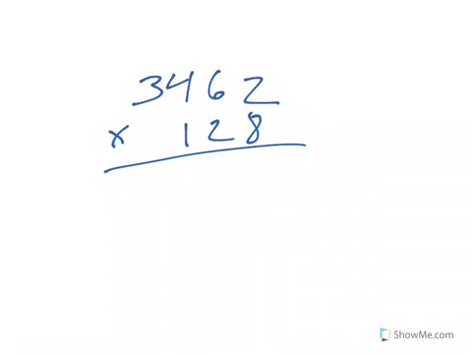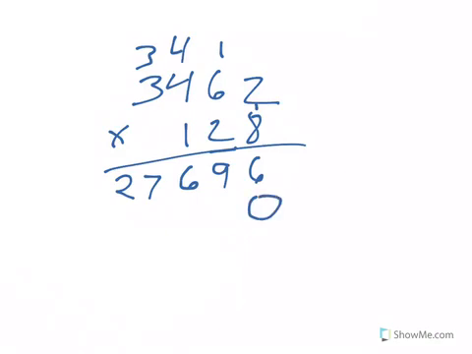So let's do 8 times 2 gives us 16. Drop the 6, carry the 1. 6 times 8 is 48, plus 1 is 49. Drop the 9, carry the 4. 8 times 4 is 32, plus 4, 36. 8 times 3 is 24, plus 3 is 27. My next number starts in the tens place, so my answer is going to start in the tens place. So I'm going to add a 0 in the ones so I don't put the number there by accident.